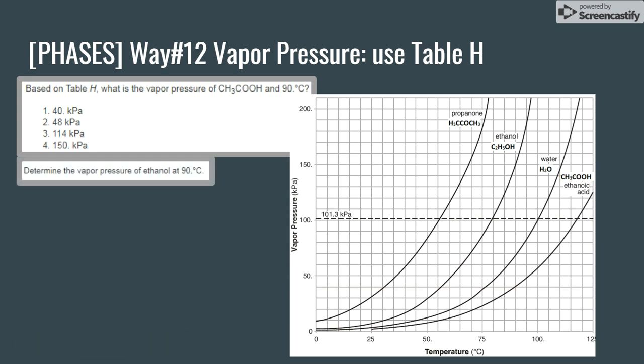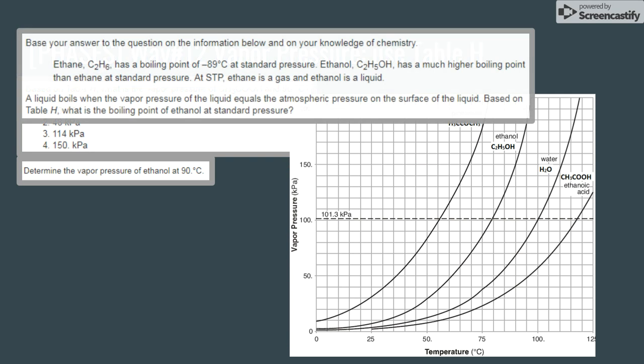Determine the vapor pressure of ethanol at 90 degrees Celsius. Okay, if you locate the ethanol curve and find 90 degrees Celsius on the x-axis, that roughly corresponds to about 150, 151 kilopascals. Generally, the Regents allows you plus or minus 2 points from the answer, so as long as you're within that value, you should be fine. Let's try this next problem.